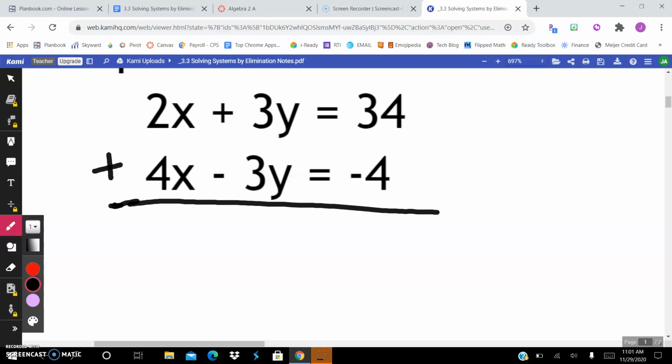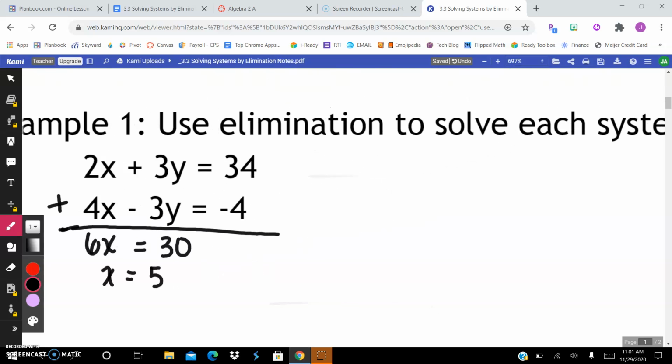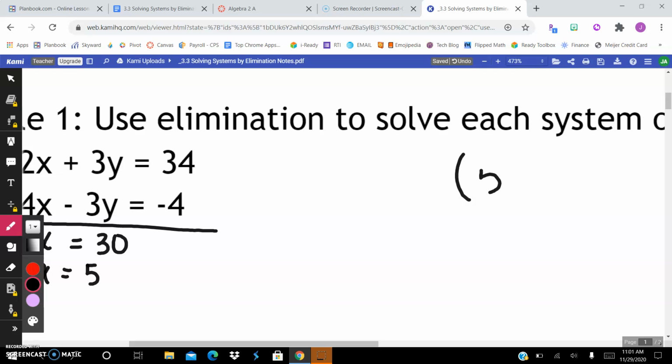So 2 plus 4 would be 6x. 3 plus a -3 would be 0, so that's gone, and we're not going to write anything here. Equals 34 plus a -4 would be 30. So then 6 times what is 30? Well, 6 times 5 is 30. So we already have our x value. Again, we're looking for that point where they cross, so make sure you put your answers in the correct spots in the ordered pair. So x was 5.